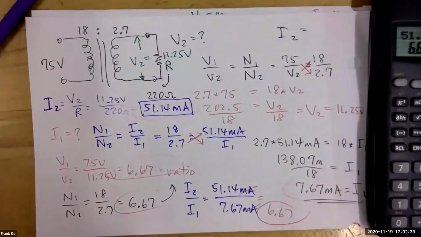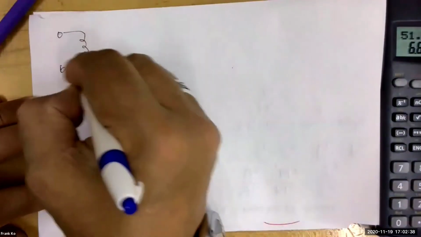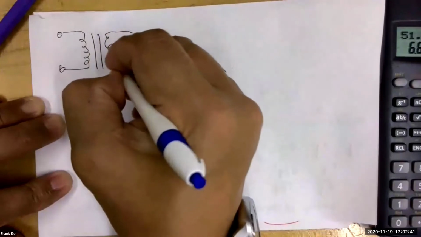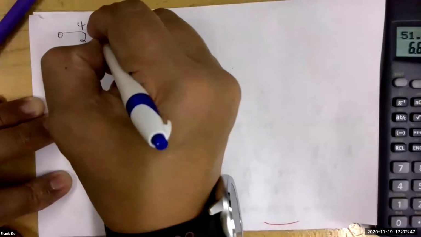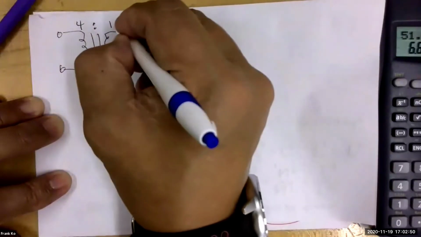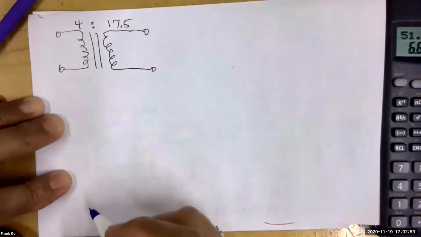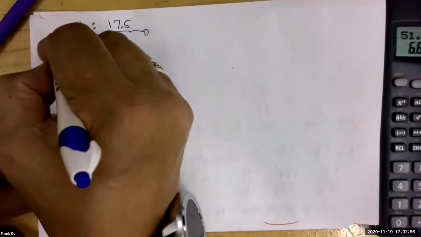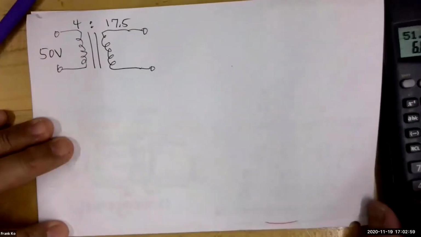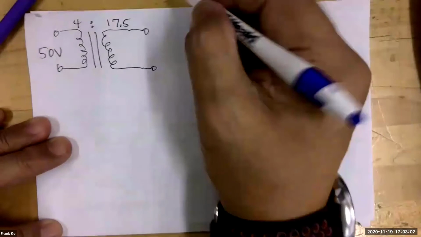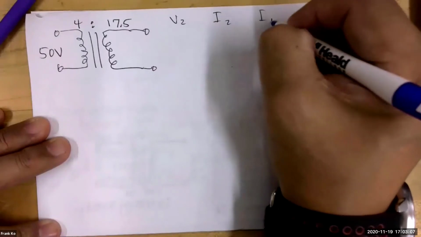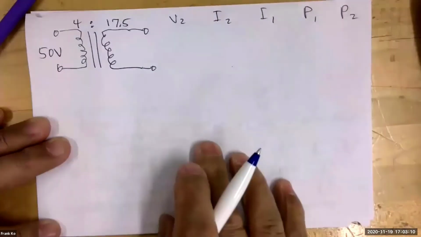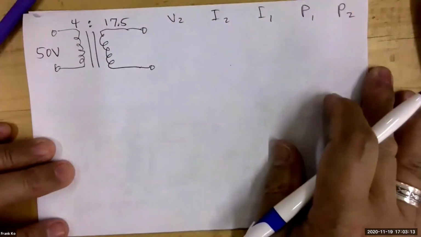There's one more transformer that you're likely to encounter, and that's if I show you this guy. Let's say I have a 4 colon, let's say 17.5. And let's say I have 50 volts on this side. I am looking for everything else. So in this exercise, I am looking for V2. I am looking for I2. I am looking for I1. I am looking for P1. I am looking for P2. 5 items. Can we do this?